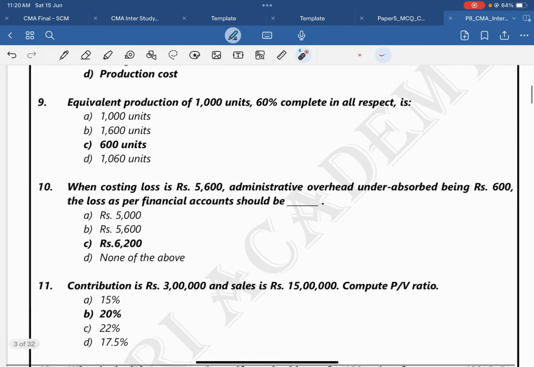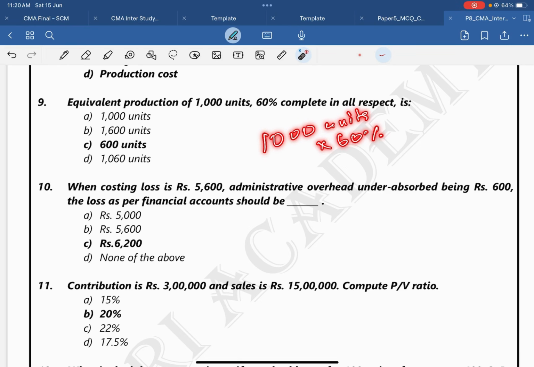Equivalent production of 1000 units, 60% complete, is very simple: 1000 units into 60% gives you 600 units. So the answer is 600 units.